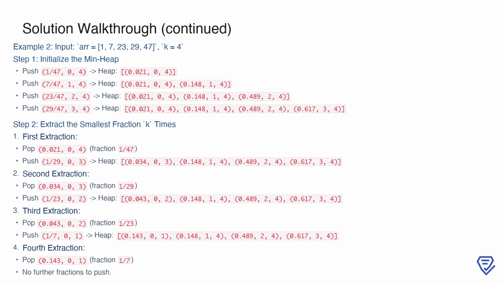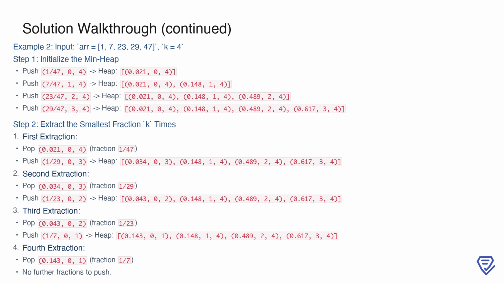In the first extraction, we pop 0.0210, or 1/47, and push 1/29, as 0.03403. In the second extraction, we pop 0.03403, or 1/29, and push 1/23, as 0.04302. For the third extraction, we pop 0.04302, or 1/23, and push 1/7, as 0.14301.